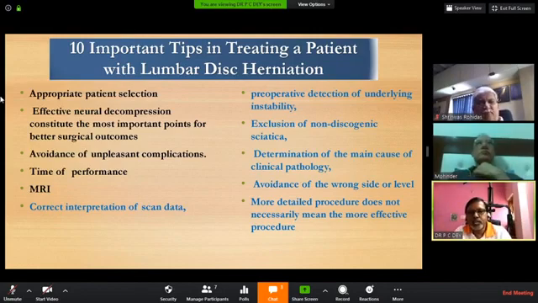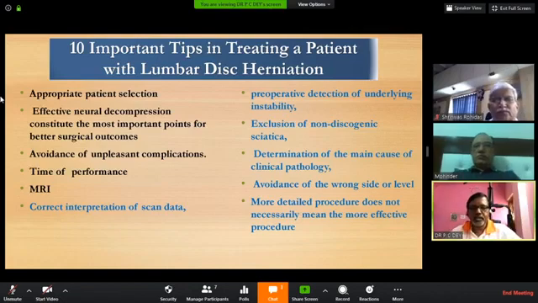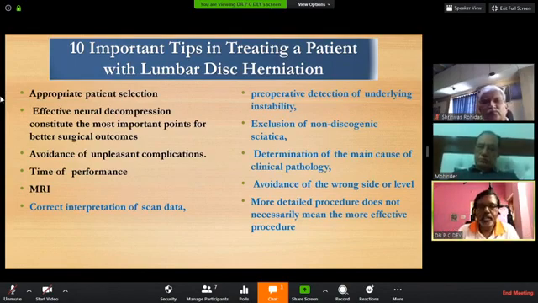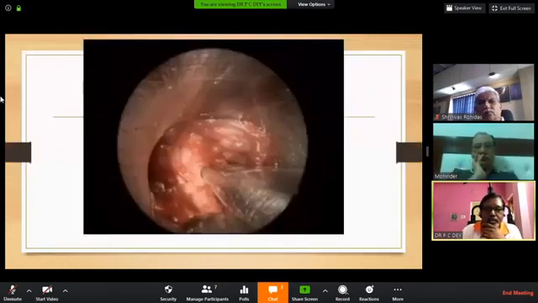And if there is no instability, we should proceed. Sometimes there is exclusion of the non-discogenic sciatica, or determination of the main cause of the clinical pathology, avoidance of the wrong side or the wrong level, and how to do that in endoscopic technique, because you are approaching from the one side. So a more detailed procedure does not necessarily mean a more effective procedure. As Dr. Rohidas told, it is maximum invasive inside, though it is minimum invasive outside. So that means you have to do this surgery in the proper way, in the adequate way. Otherwise, if it is inadequate, nobody will excuse you. There is no excuse for this endoscopic technique. So this is the system.